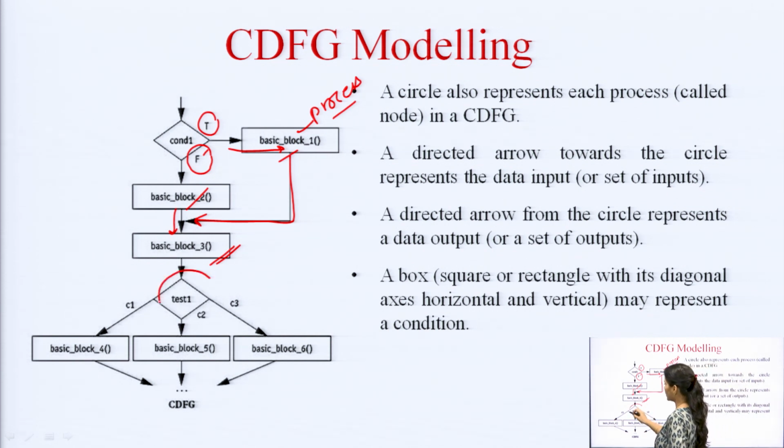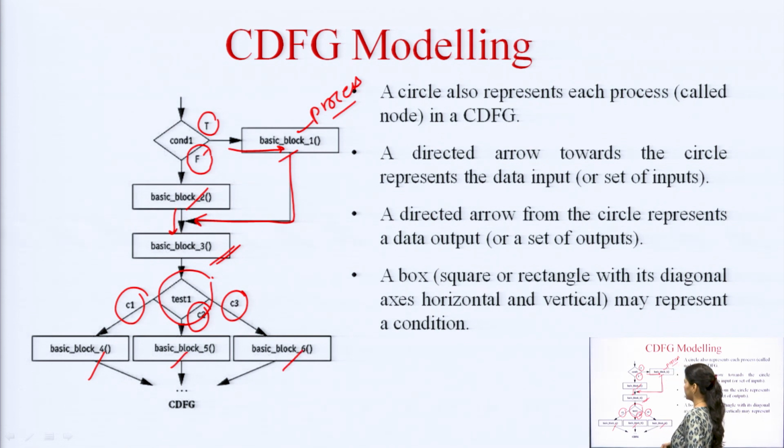Now, again there is another test condition. So, there can be multiple outputs of this test condition, and depending upon the outputs of this test condition, different processes are executed. If condition 1 is fulfilled, then this process occurs. If condition 2 is fulfilled, then this process occurs, and if condition 3 is fulfilled, then this process takes place. In this way, the data flow goes on in this control data flow graph.